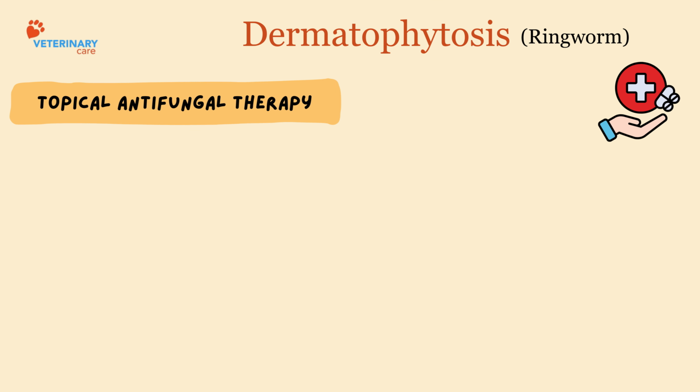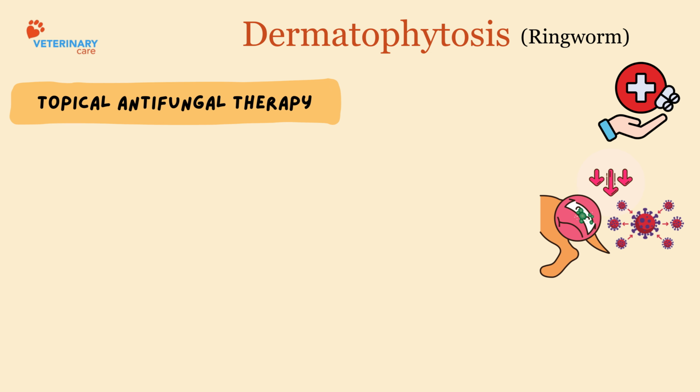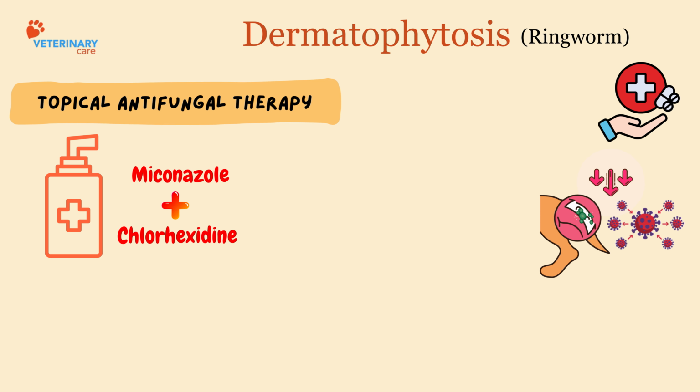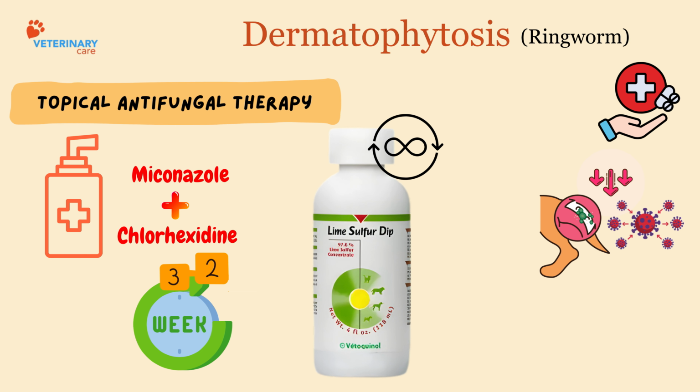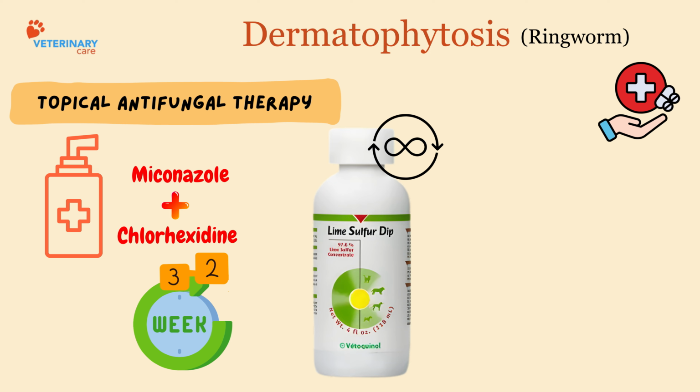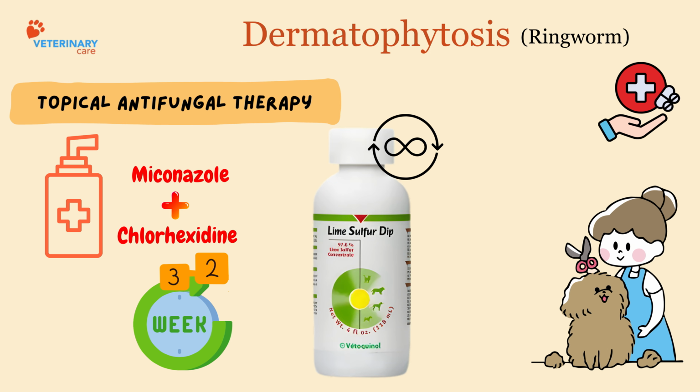Now let's move to topical therapy. This plays a crucial role because it reduces fungal contamination on the hair coat and limits environmental spread. Common options include antifungal shampoos containing miconazole combined with chlorhexidine, used 2 to 3 times per week, and rinses such as lime sulfur applied regularly. In some cases, clipping long hair coats may be helpful to improve the effectiveness of topical therapy. Topical therapy should always be continued until the infection is completely resolved, even if systemic treatment has been stopped.